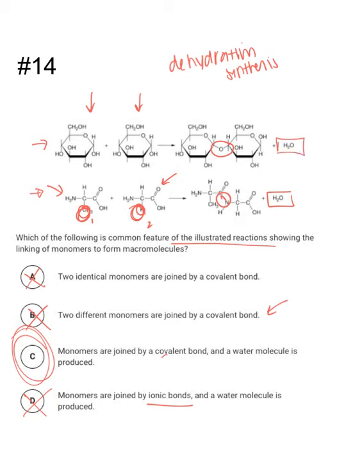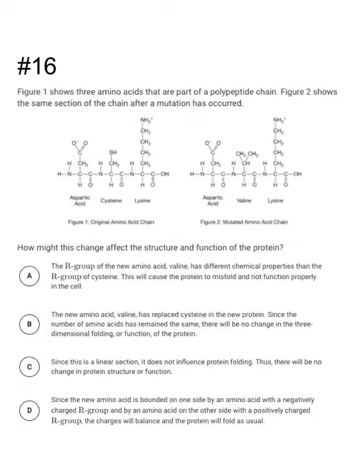All right, so for this kind of question, it's really making you look at the illustrated reaction and not talking about theoretical knowledge, but as illustrated in this particular reaction, what do you see? All right, number 16, we're looking at 3 different amino acids as part of a polypeptide chain. And that's before mutation, and now we're looking at after mutation. So the question is, how might this mutation affect the structure and function of the protein? Okay, so we're looking at the primary structure here.